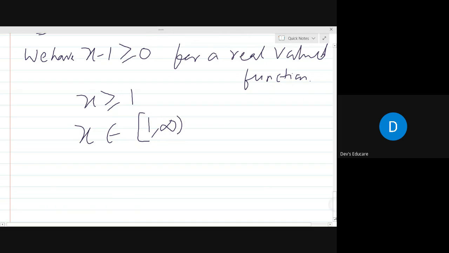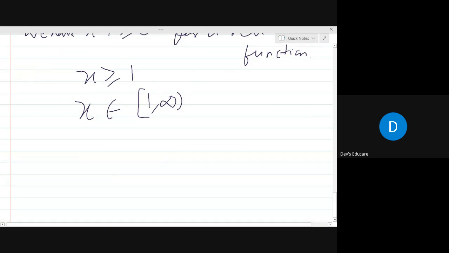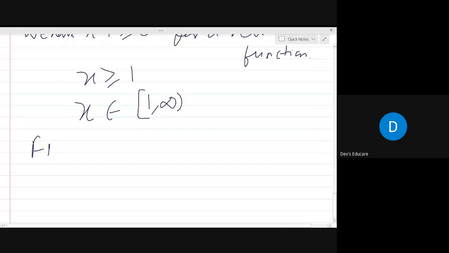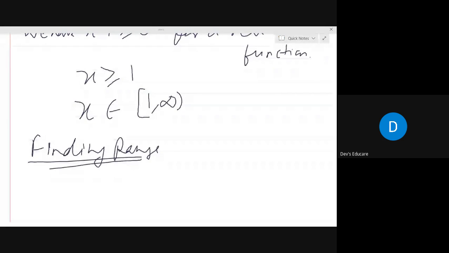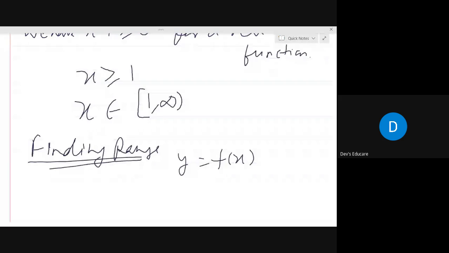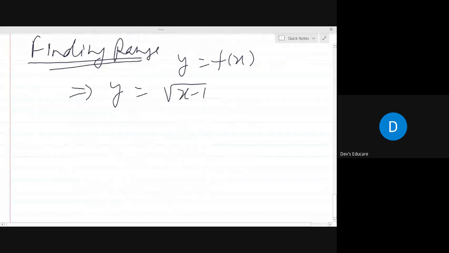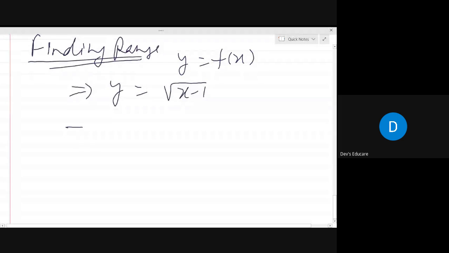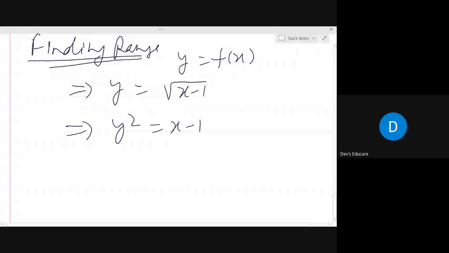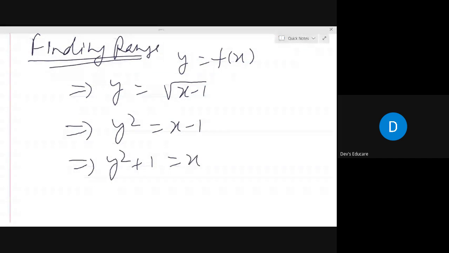And what about the range of the function? So how to find the range? Okay, we have y equals f(x), so y equals root over x minus 1. So y square equals x minus 1. So y square plus 1 equals x.